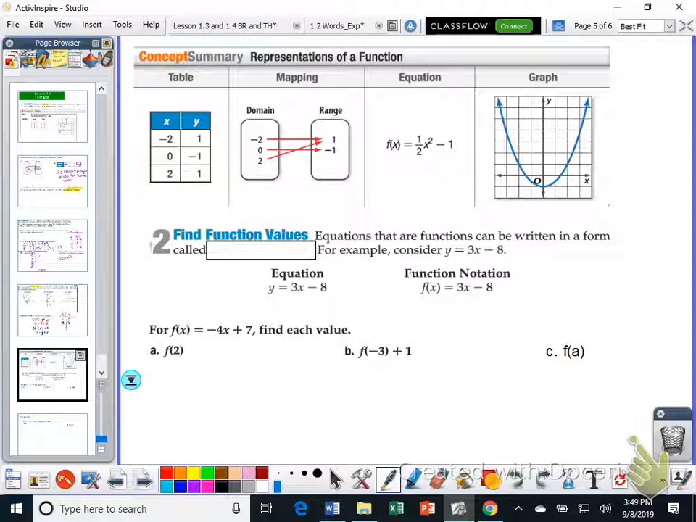All right, so you can see different representations. A table you can look at to see if it's a function. Mapping you could. Equations you could. Graphs you could, with the vertical line test for the graph. Equations are the easiest to do.